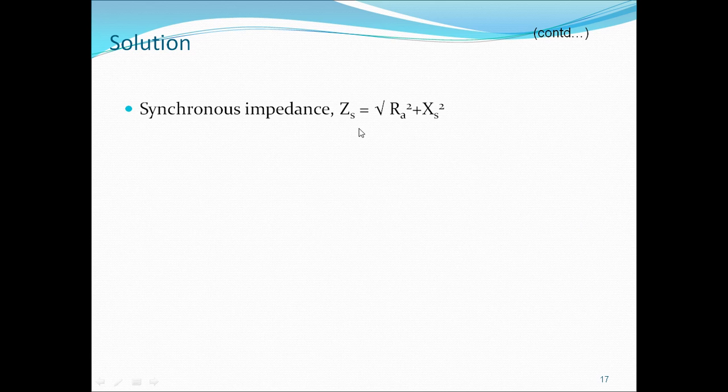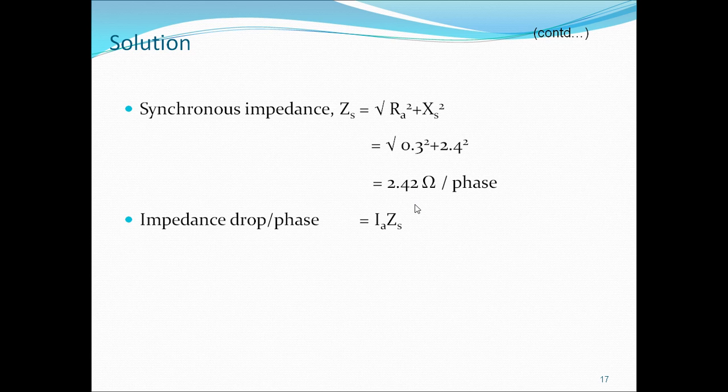Synchronous impedance ZS is equal to square root of RA square plus XS square, where RA is equal to 0.3 and synchronous reactance is 2.4. So that is equal to square root of 0.3 square plus 2.4 square, whose value is 2.42 ohms per phase. Impedance drop is equal to IA into ZS. So that is 80 into 2.42, that is 193.6 volts.